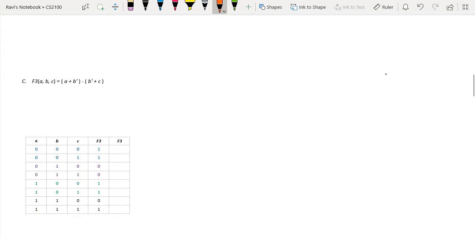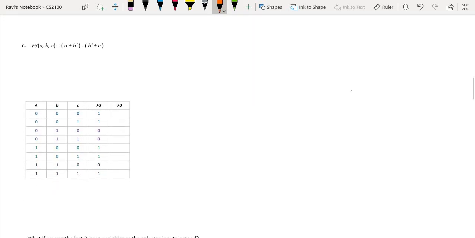Okay, so for part C, what you're given is this expression here. So this is also effectively a max term expression because this is a product of sums. And what you need to do is fill up the truth table, correct? So to fill up the truth table, you need to have all three literals, A, B, and C, for each of the max term components here. Okay, so how do you interpret this to get the third unknown literal in order to fill up this truth table? The way to look at it is simple.